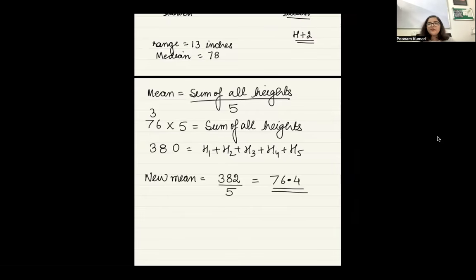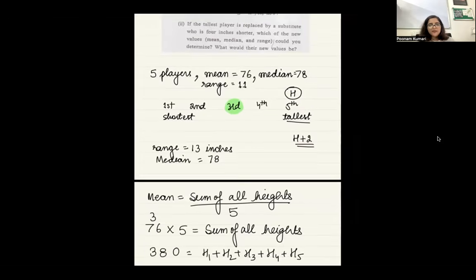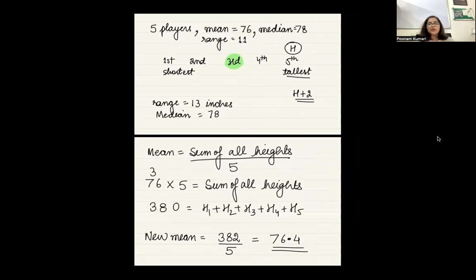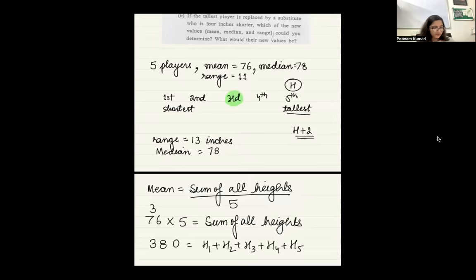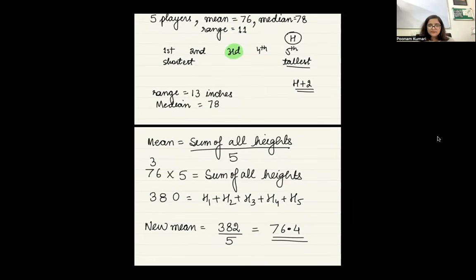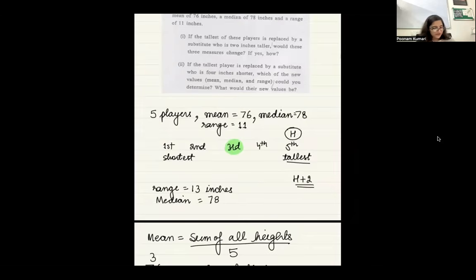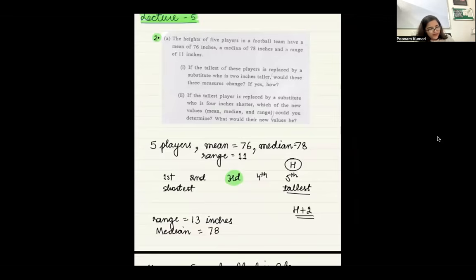So in this way you will have to figure out the mean, median and mode. So range has changed, median has remained the same, and mean has also changed. Is that fine? Can we do this? Fine? Yes. All right. Okay, good. Chalo. Now move on and let's do the next problem, the second part.